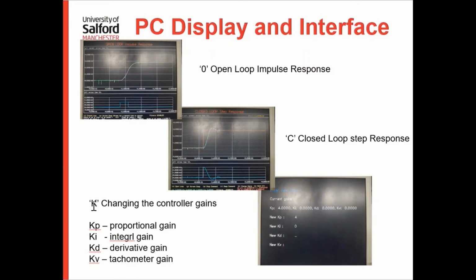And if we press K, this screen pops up, and then we can change the different gains in the controller. We've got 4 gains to change: the proportional gain, the integral gain, the derivative gain, and the tachometer gain. So Kp, Ki, Kt, and Kv. In this experiment though, we won't have any integral gain.